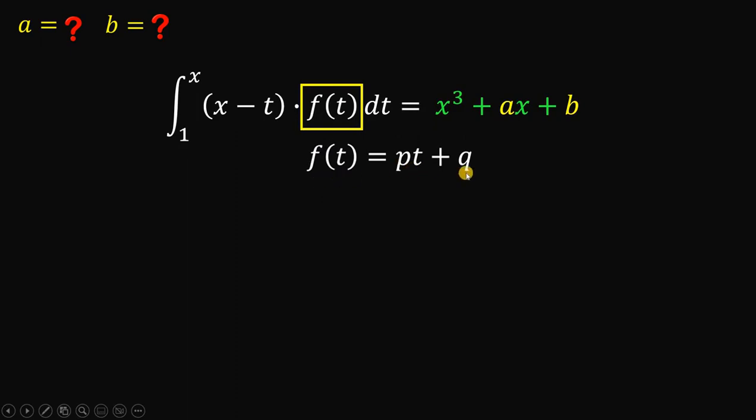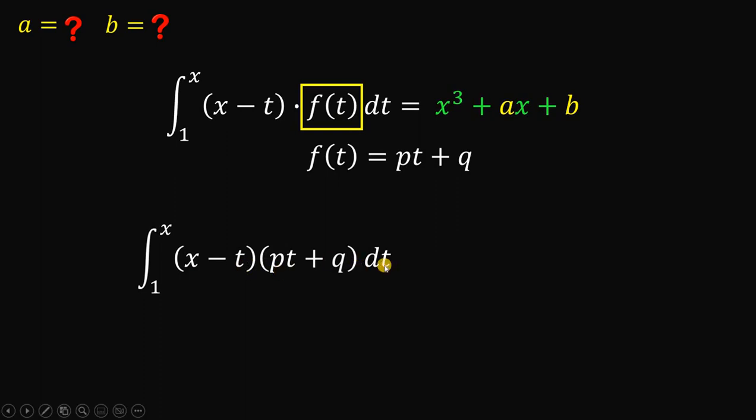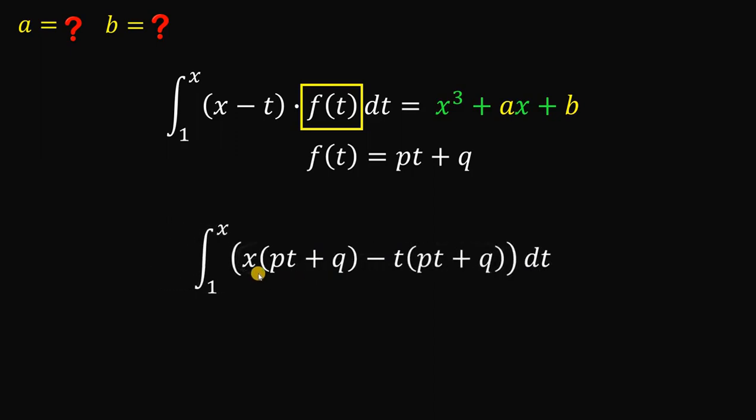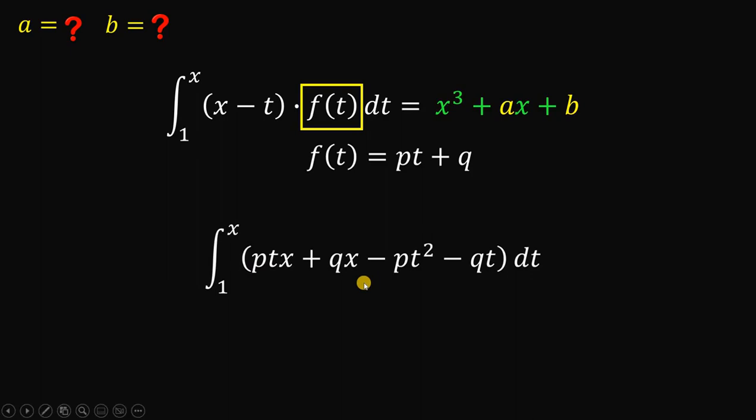as pt plus q. Now, the left-hand side of our equation becomes the integral of (x minus t) times (pt plus q) dt from 1 to x. Next, we are going to simplify this expression, so let's multiply x minus t to pt plus q. Let's distribute this x, and then distribute this negative t. Now, we are going to integrate ptx plus qx minus pt squared minus qt with respect to t, then evaluate from 1 to x.